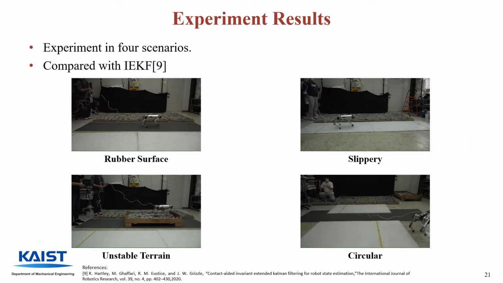We verify the performance of the algorithm in 4 scenarios: rubber surface, slippery surface, unstable terrain, and circular. The invariant extended Kalman filter algorithm was used for comparison. The rubber surface scenario's environment is constructed by attaching a high-friction rubber tile on the floor. The slippery scenario's environment is constructed by spreading boric acid powder on an acrylic plate. The unstable terrain scenario's environment is constructed by installing rock pebbles on the wooden structure. Finally, the circular scenario's environment is constructed with a combination of rubber and slippery surface.